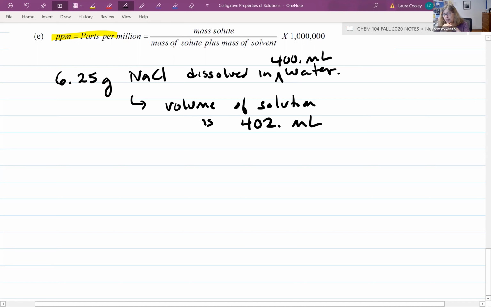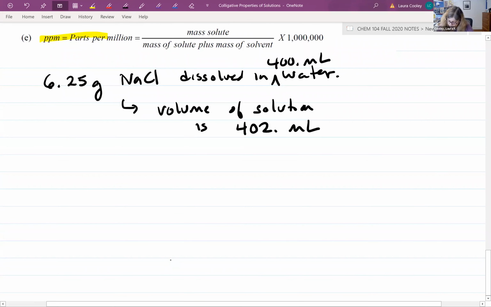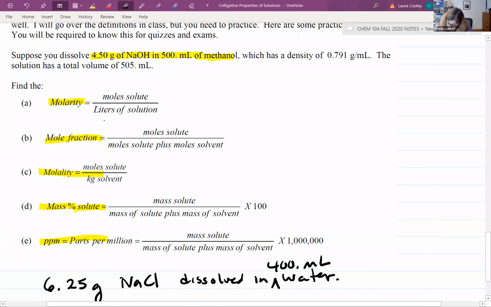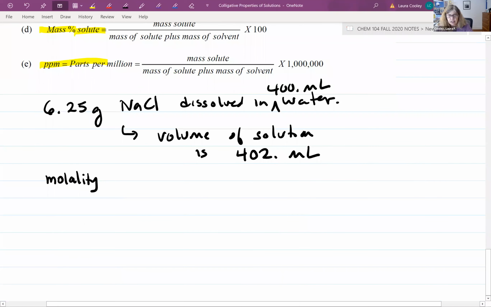So we didn't make it up in a volumetric flask. We just added 400 milliliters to 6.25 grams of sodium chloride. So what I would like to do is, first of all, find something called the molality. And the molality is the moles of solute per kilogram of solvent. So it's a little bit different than molarity.